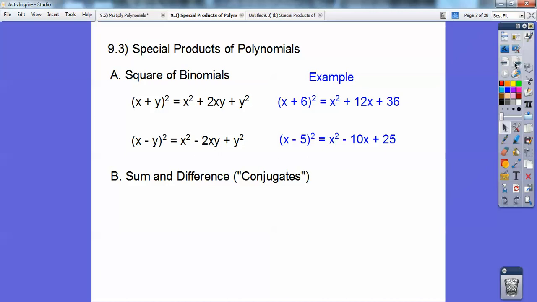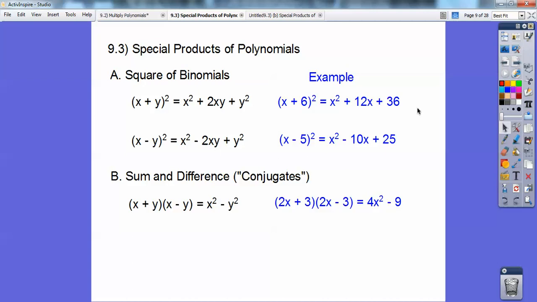Sums and differences. So, conjugates, you guys. If I see x plus y times x minus y, these are the same binomials except one has a plus, one has a minus. That's what conjugates mean. When you FOIL those out, the outers and inners always cancel out. Check it out. Here are the outers: x times negative y is negative xy. Y times x is positive xy. They cancel each other out, and we're just left with x times x is x squared, and y times negative y is negative y squared. It always ends up that way.